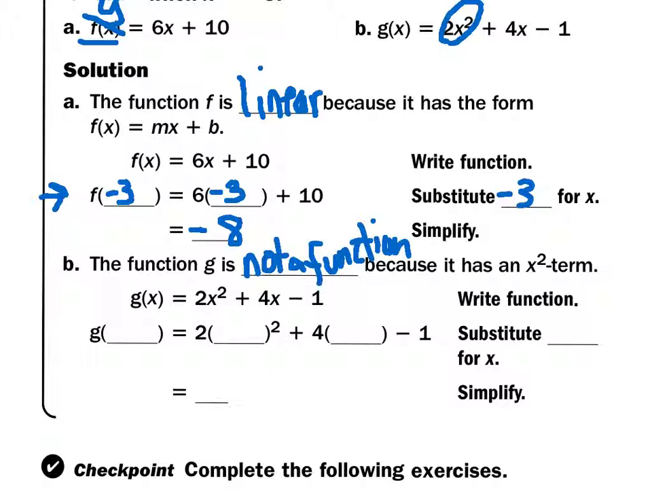So to evaluate this at negative 3, I'm going to stick a negative 3 in here for each time I see the x. Now, dear Aunt Sally rules say to do the powers first. So negative 3 times negative 3 is positive 9. 2 times positive 9 is 18. 4 times negative 3 is negative 12 minus 1. So we have 18 minus 12, which is 6. 6 minus 1 is 5.